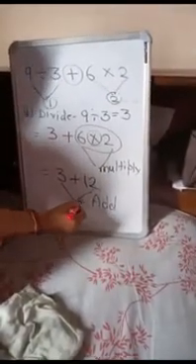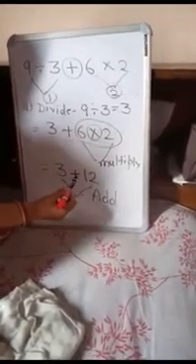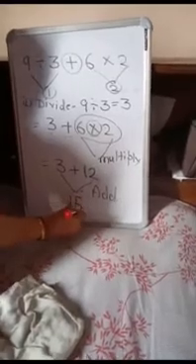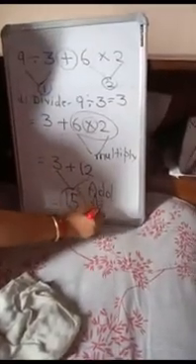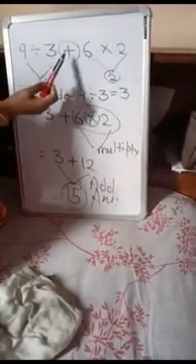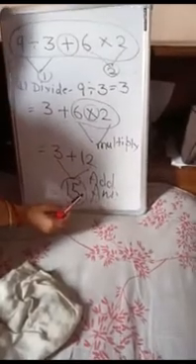Third step is this. We have to do addition, 3 plus 12. After adding it is 15. So this is the answer of the simplification. This is the answer, 15. 9 divided by 3 plus 6 multiplied by 2. So we have solved it, simplified it, and the answer is 15.